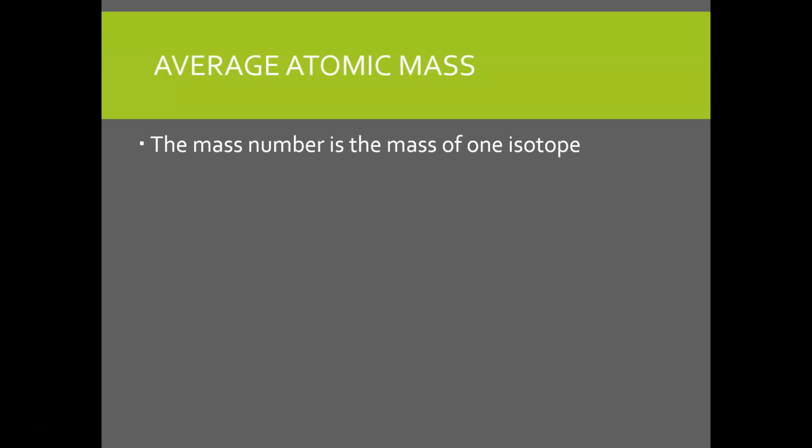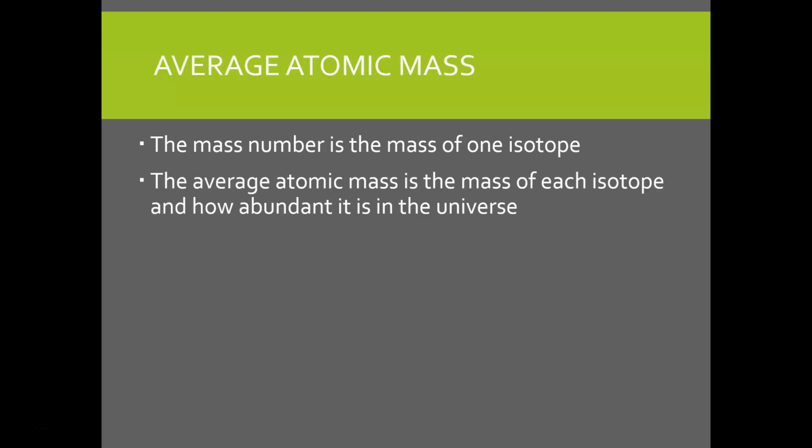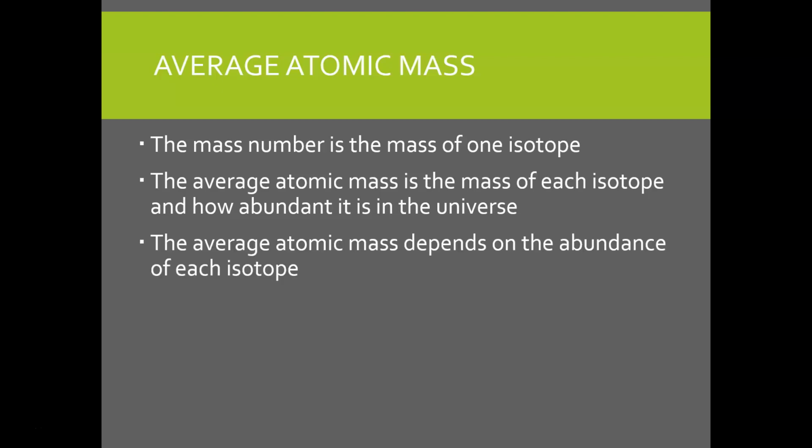So the mass number is the mass of one specific isotope. The average atomic mass, which is what is on the periodic table, is the mass of each isotope and how abundant it is in the universe. So it's our average of all of our different isotopes together. The average atomic mass depends on the abundance of each isotope. That means if an isotope is more common, it's going to affect the mass more than a less common isotope.